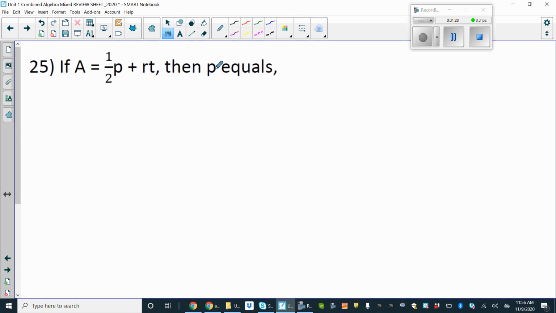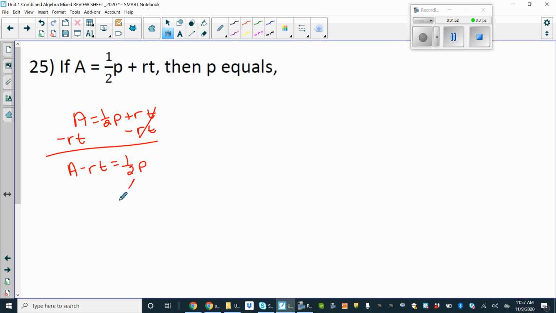And last, the last of the multiple choice: if A equals 1/2 P plus RT, then P equals what? So the first step is to get rid of this term. It's attached by addition, so we're going to subtract RT. We're not splitting up RT. So we have A minus RT equals 1/2 P.